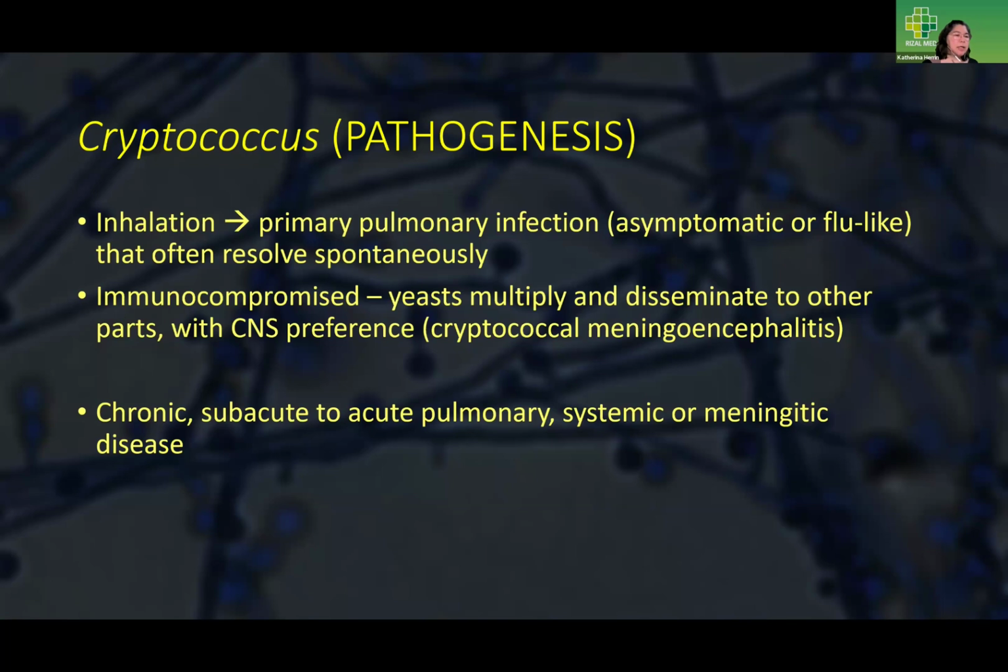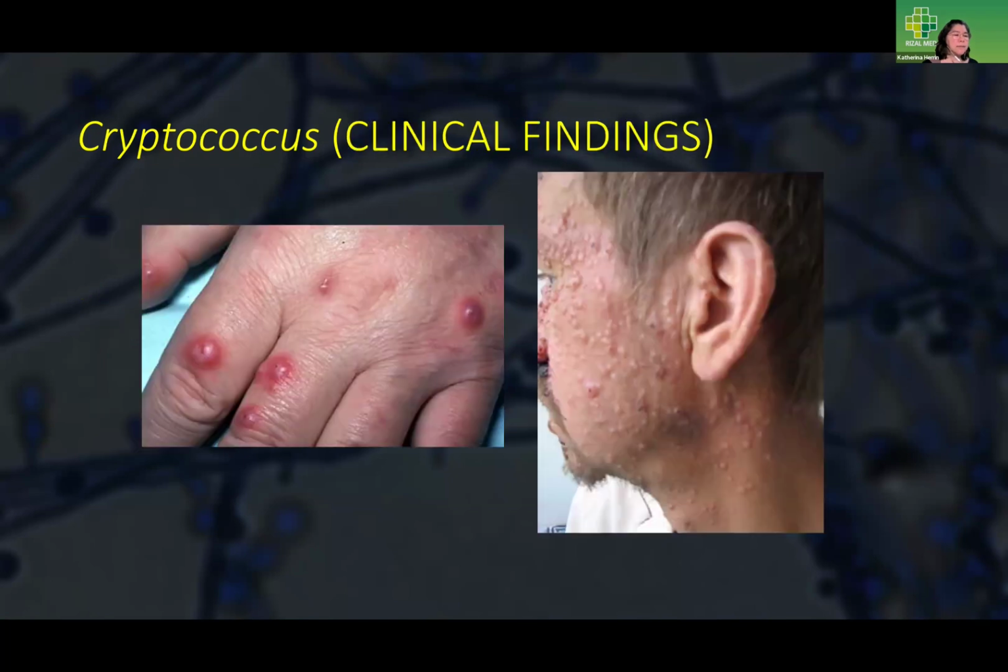Infection starts with inhalation of yeast cells from the environment. They are usually dry, minimally encapsulated, and easily aerosolized. Primary pulmonary infection may be asymptomatic or present with flu-like symptoms, which often resolve spontaneously. In the immunocompromised, the yeasts may multiply and disseminate to other body parts, but with CNS preference.